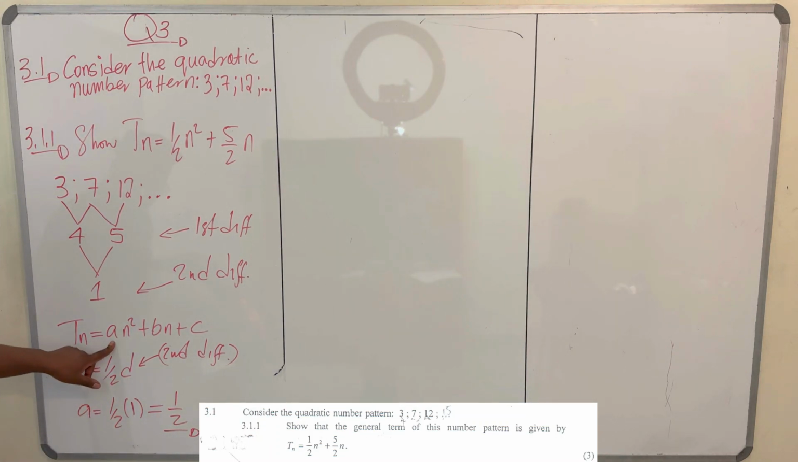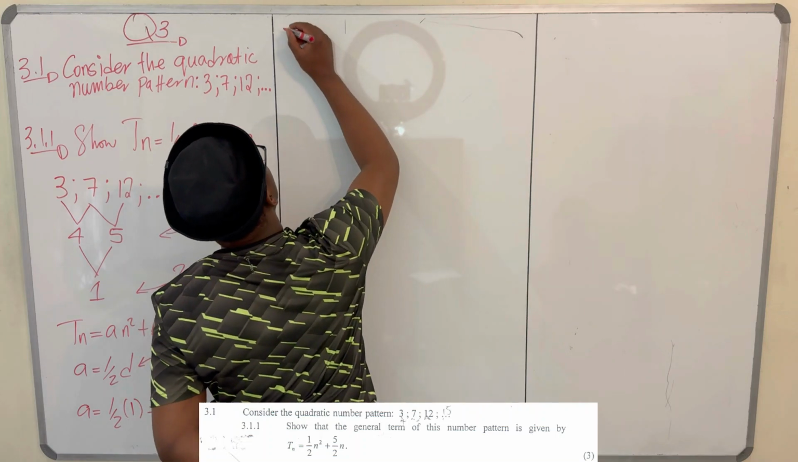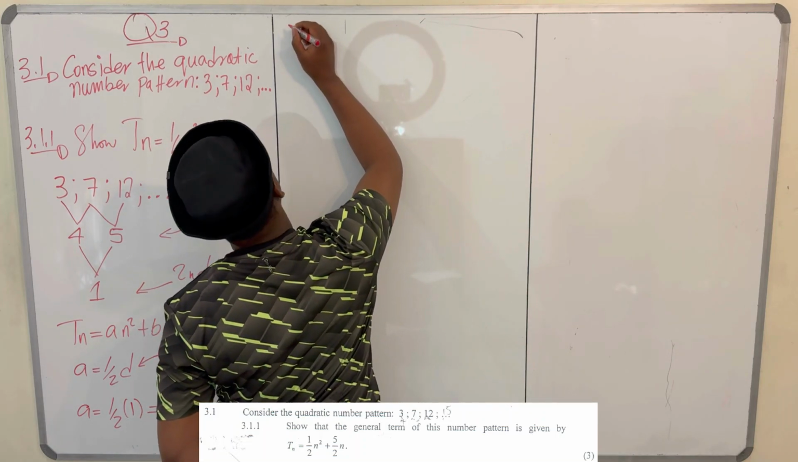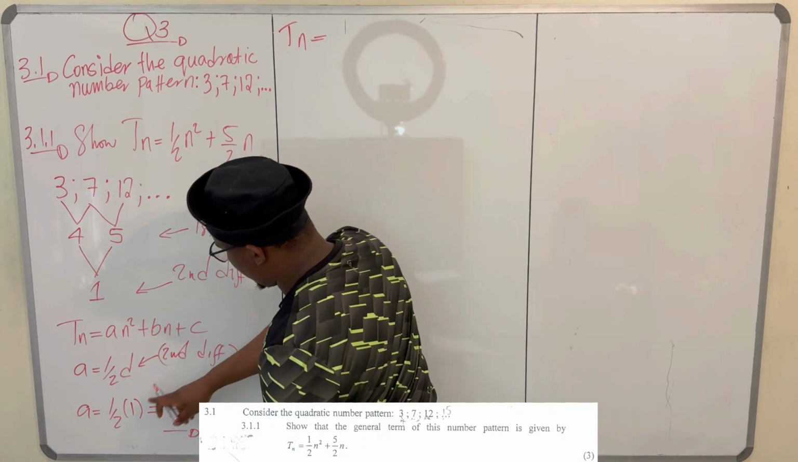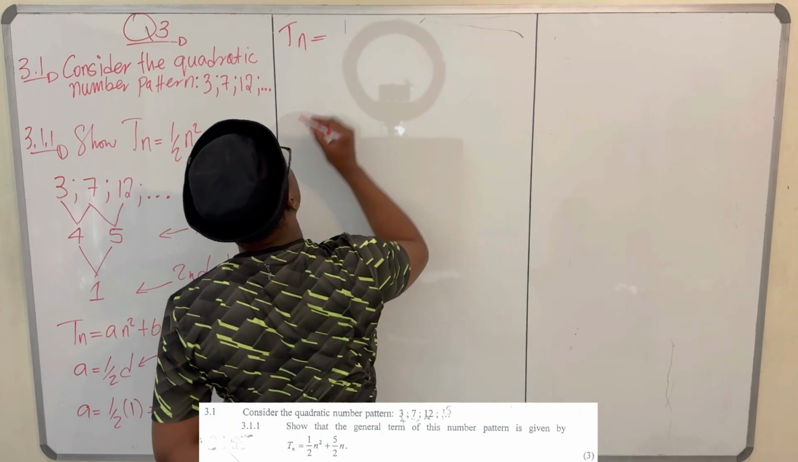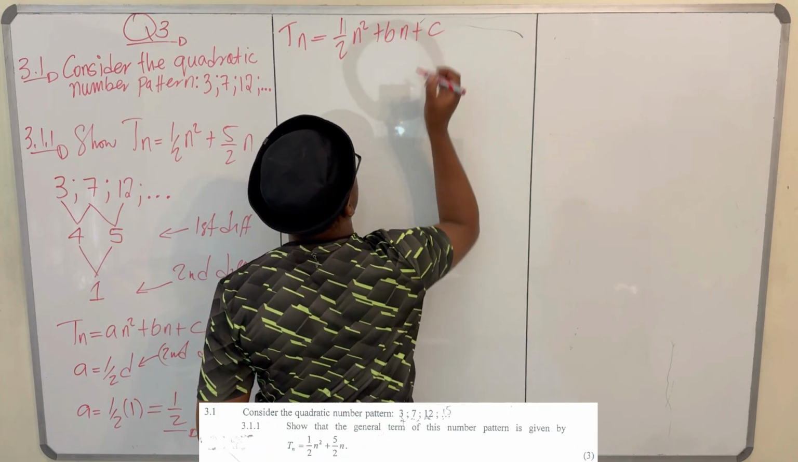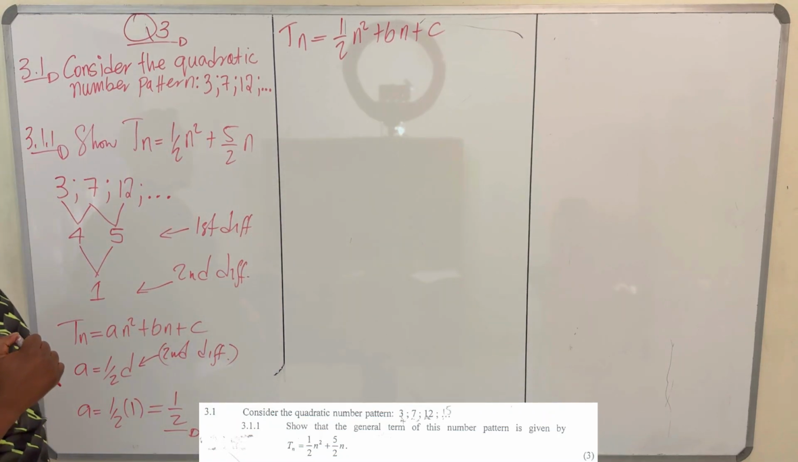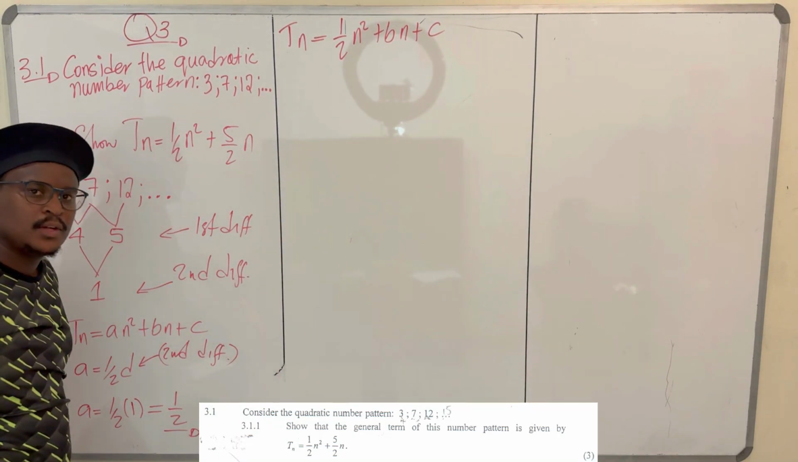So what do you do with this half? You put it into the nth term equation so that you're only missing b and c. So let's do that. Our Tn was an squared plus bn plus c. We have a to be a half, so in the place of a we put a half. So it's going to be half n squared plus bn plus c. That's what you have, which means you've proved this part, so you have to find b and c now.